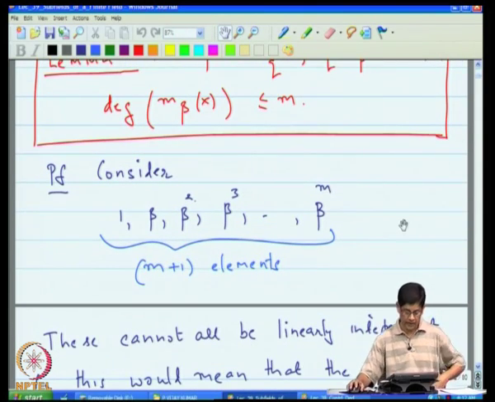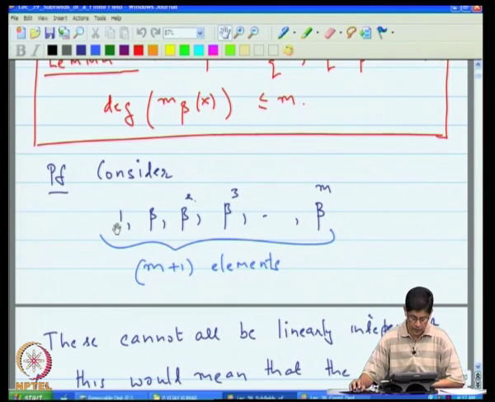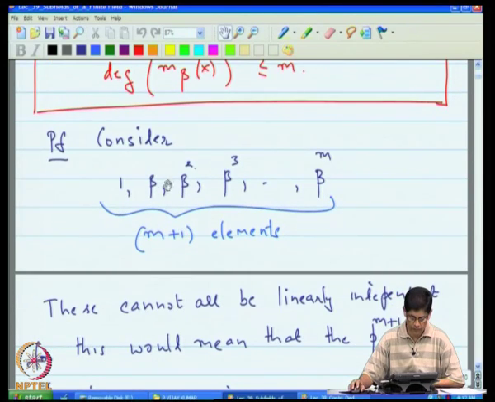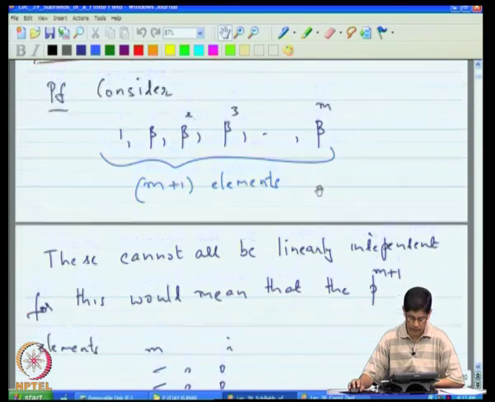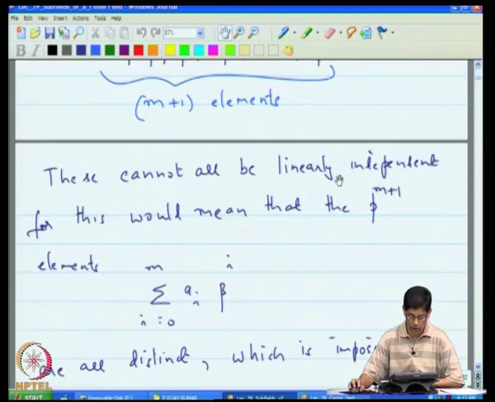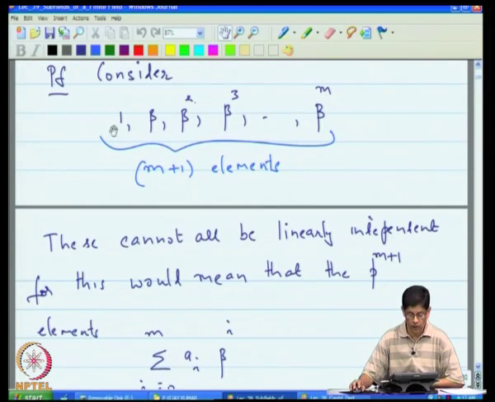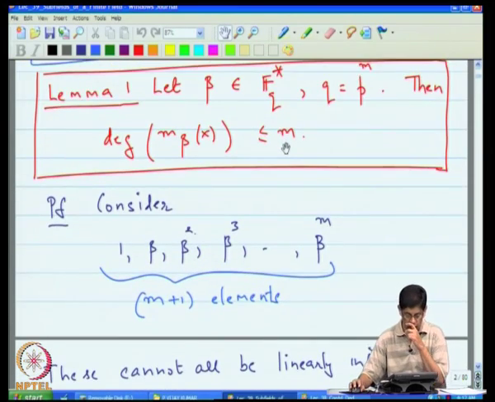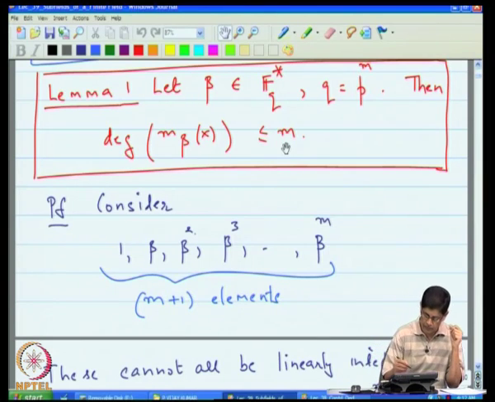How do you prove that? Well, you consider successive powers of beta: 1, beta, beta squared, up to beta to the m. There is a total of m plus 1 elements here, from beta to the 0 through beta to the m. These cannot all be linearly independent. Excuse me, let me clarify what I mean by linearly independent.